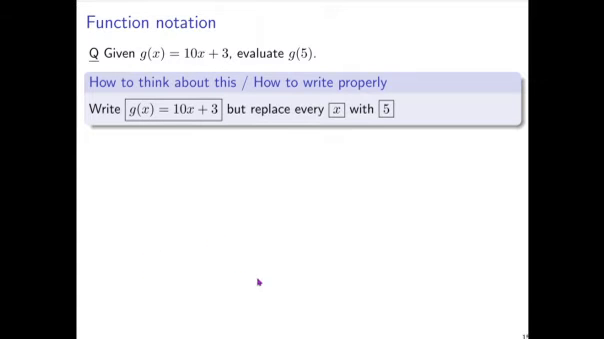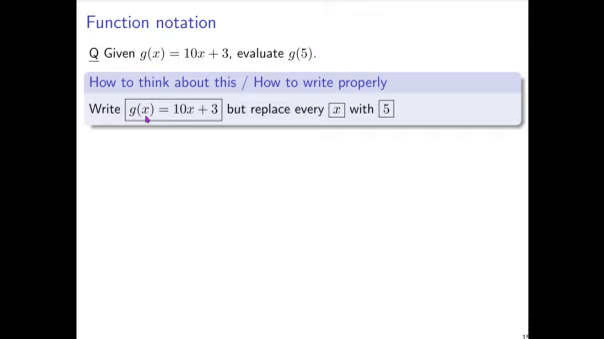Here's another function. Given g of x equals 10x plus 3, evaluate g of 5. Now, what I want to do is start talking about some common mistakes in function notation. So the way to think about this is to write what's in this box, to write g of x equals 10x plus 3. That's really just copied from the question up here. But replace every x that you see with a 5 instead. I mean, every x. There's an x right here, and there's an x right after the 10 as well.